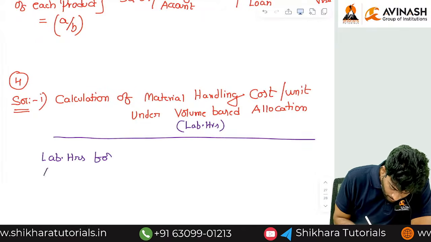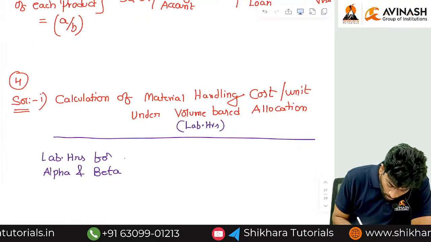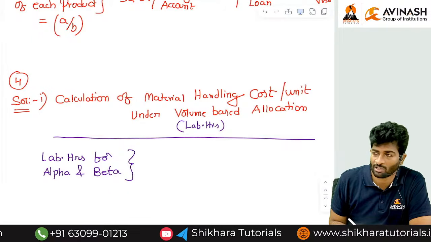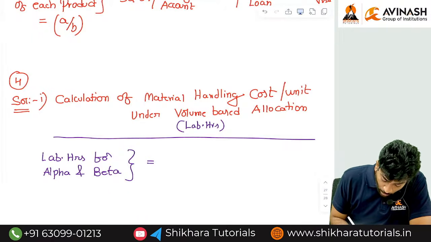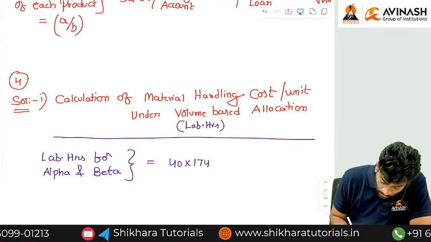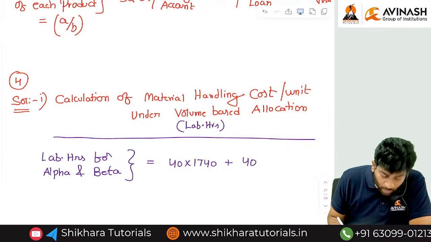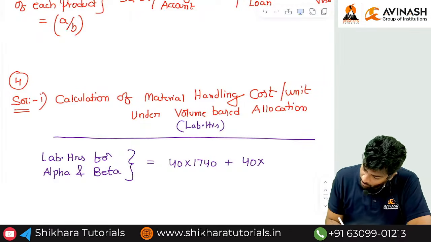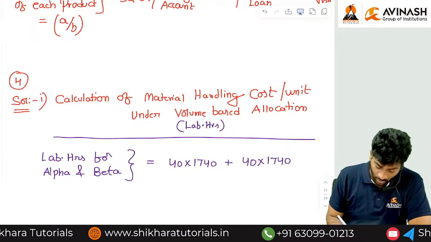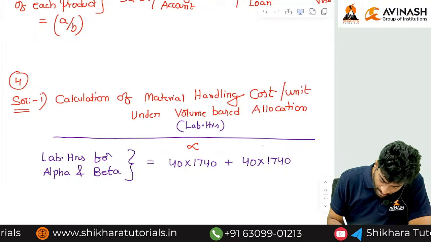for alpha and beta. So these are the two products we are producing inside the factory. So we are calculating the total labor hours for these two products. So how many units, sir, for alpha? For 1 unit, how many labor hours? These are labor hours of alpha. Now plus 40 units of beta and is it 40? 40 and 1740 labor hours of beta. So this one is for alpha and this one is for beta.